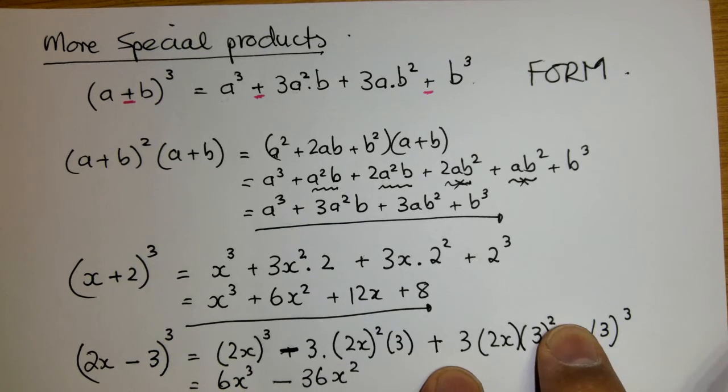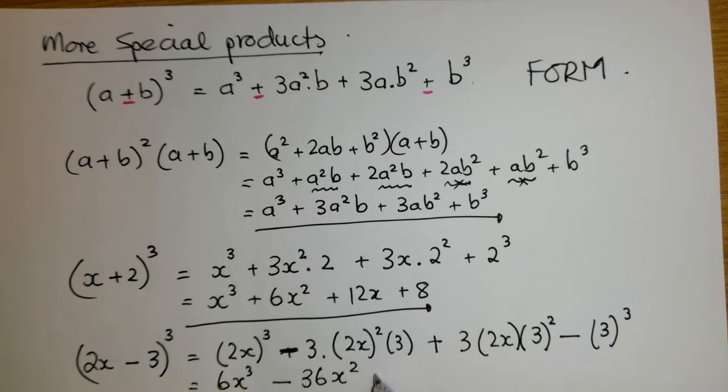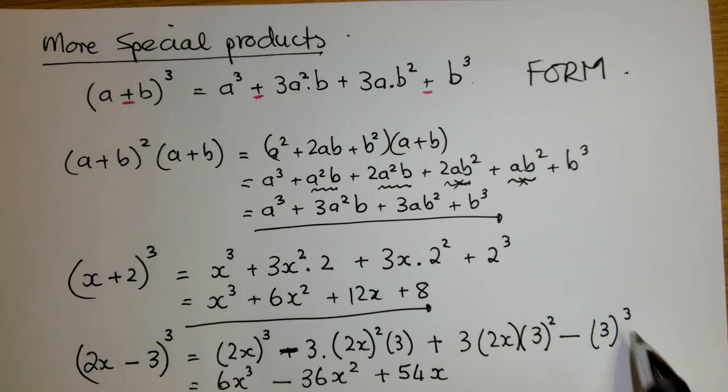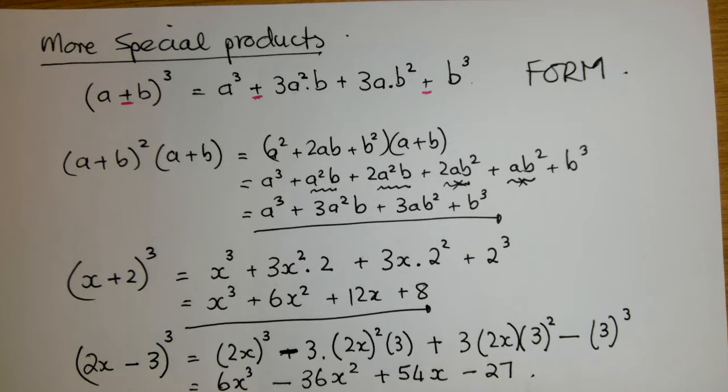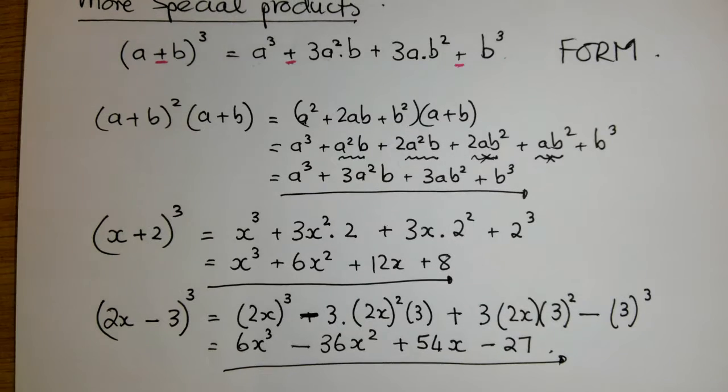9 times 4 is 36x squared. Here I have 9 times 3 is 27. 27 times 2 is plus 54x, and that gives me minus 27. There we go. There's our result.